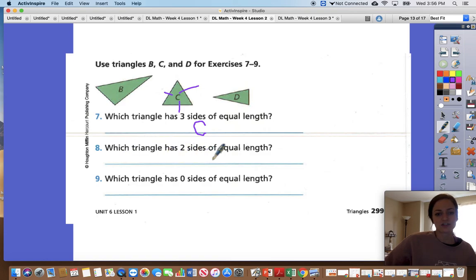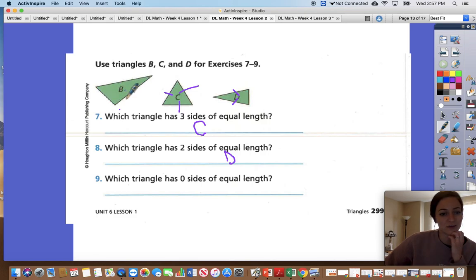Which triangle has two sides that are the same length? D. Do you see how this side and this side are the same length? They're not all the same, just this one and this one, because this one's way shorter. And then which triangle has no sides that are the same length? Well, it's the only one we have left. These ones are not the same length. If you were to get a ruler and actually measure those out, if B was to be the same length, then this one would have to come out at the same angle as this one to make them the same.